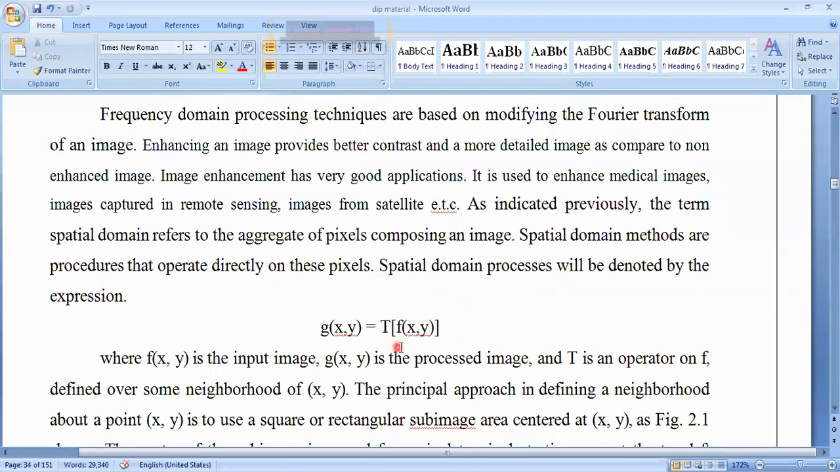Remember, don't get confused by this formula. f of x comma y is our input image, g of x comma y is our output or processed image, and T is a transformation operator. This operator T performs whatever type of operation we require.